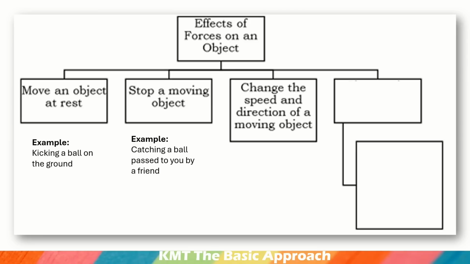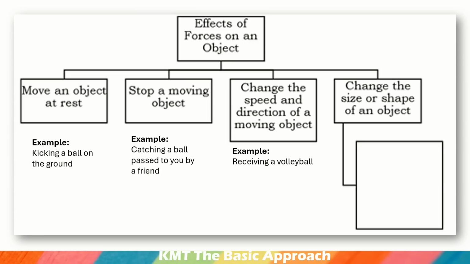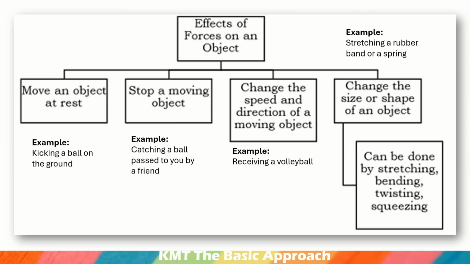Change the speed and direction of a moving object. Example, receiving a volleyball. Change the size or shape of an object. Example, stretching a rubber band or a spring. Can be done by stretching, bending, twisting, squeezing. Example, squeezing a Play-Doh or a calamansi.